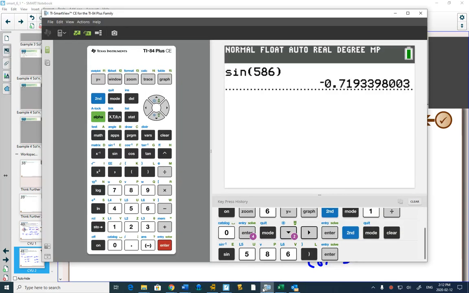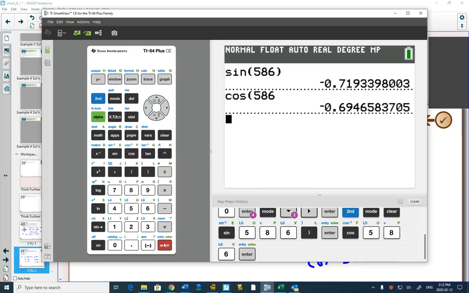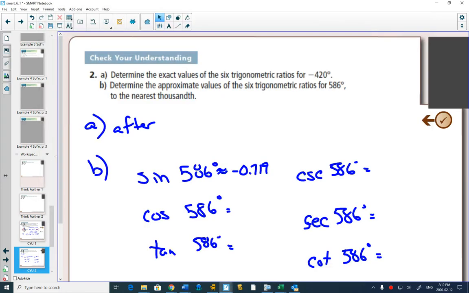Yes. We can go cos of 586 degrees. Negative 0.695. Can you see already that I know that it's in quadrant 3? We could have drawn it out to be in quadrant 3, but since sine and cos are both negative, it's going to be in quadrant 3.